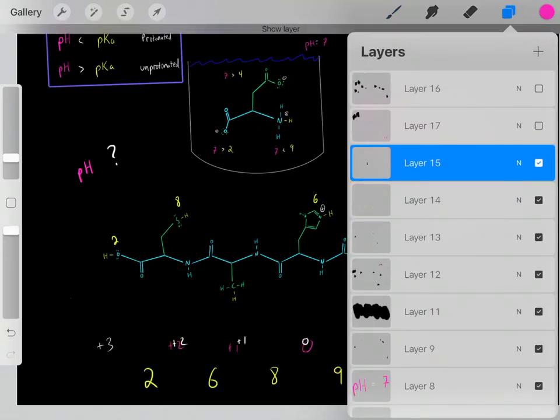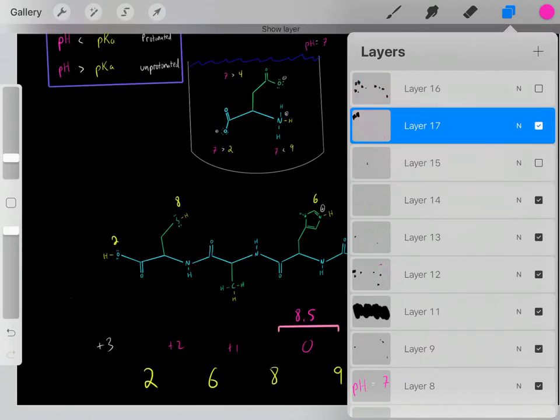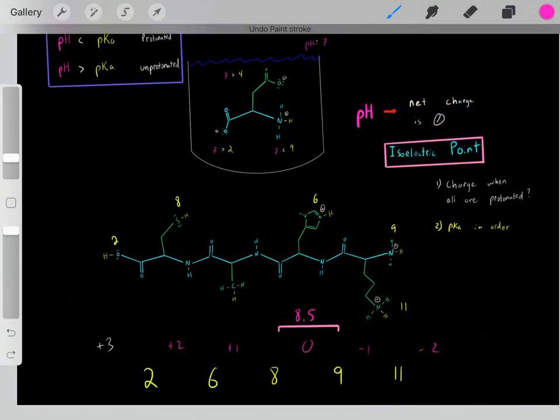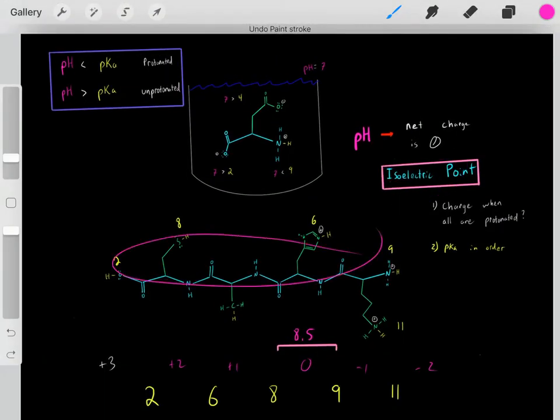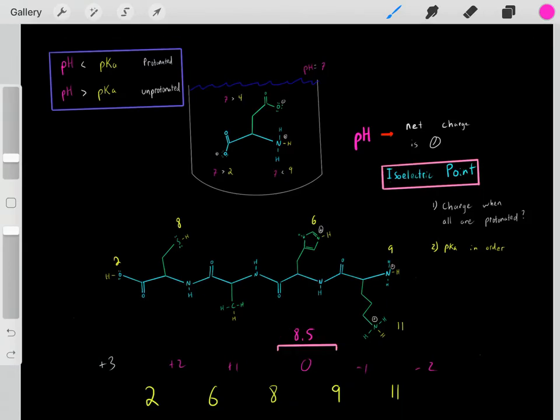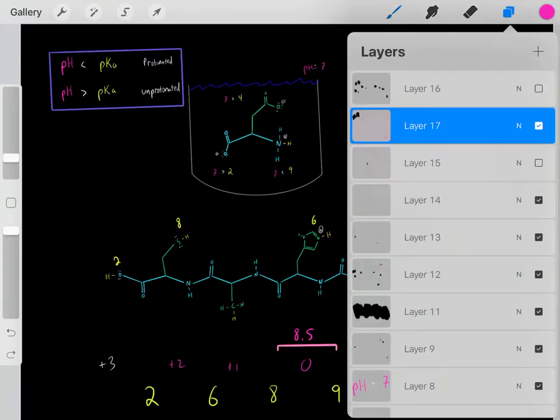Essentially what's going to happen. We know under this range, at a pH of around 8.5, the net charge will be 0. So we know that's the isoelectric point. The isoelectric point of this polypeptide is 8.5. It's the pH when this polypeptide will be neutrally charged.